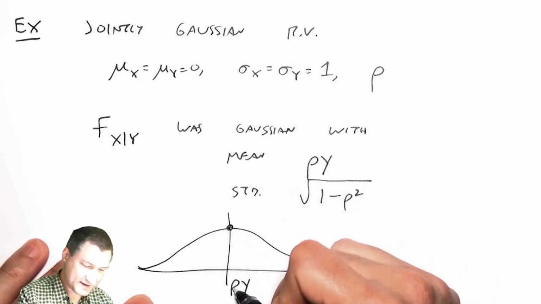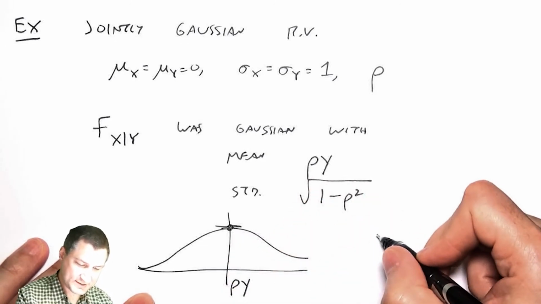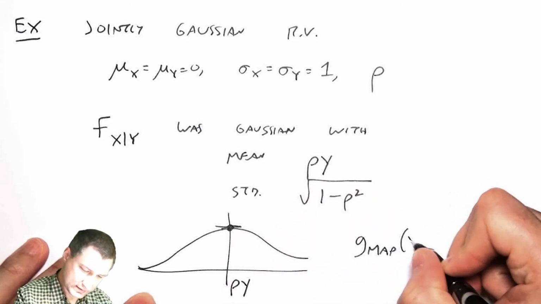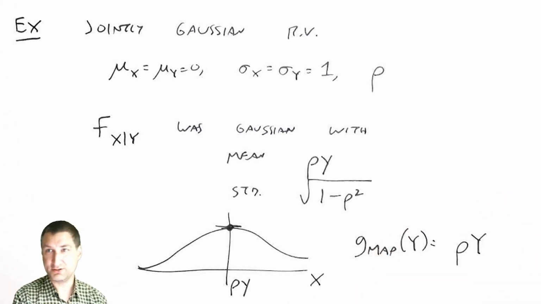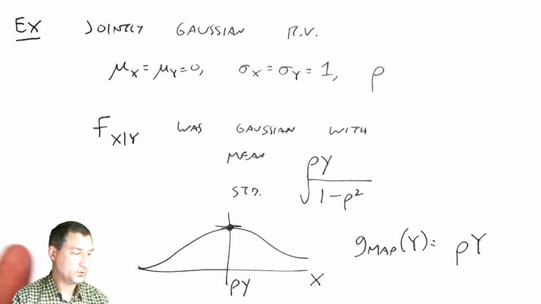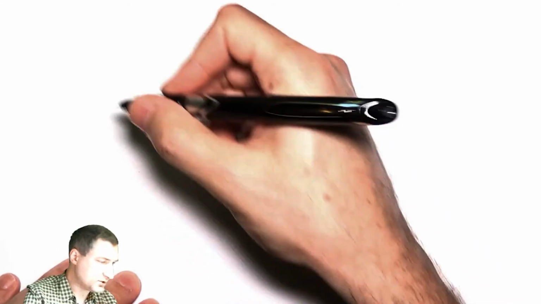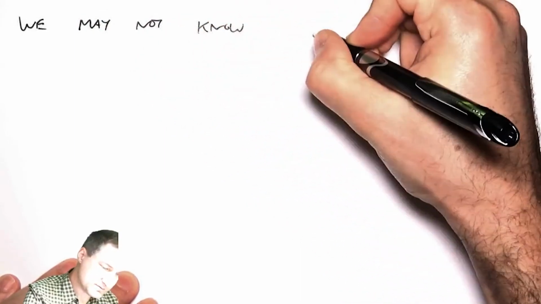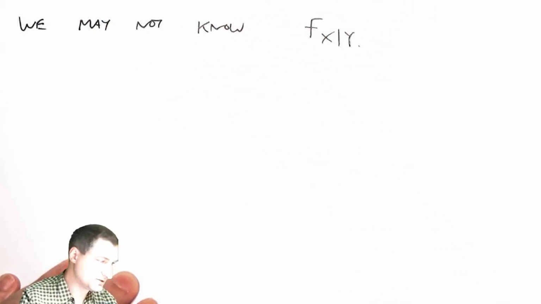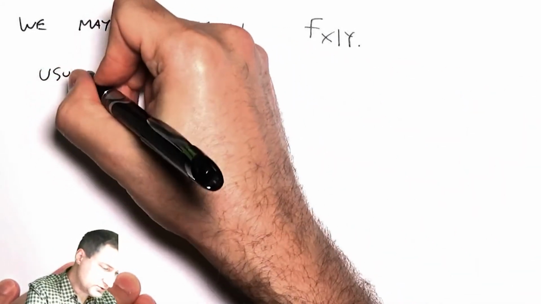So that would tell me that if I tell you y, then rho y is the location on the x-axis that maximizes the conditional probability, right? So that's pretty easy to do just from looking at it. The problem with all this is that a lot of times we don't know x given y, right? It's more likely that we know y given x. So let me just say for a second that that's why we have other ways of doing estimation. We may not know or be able to obtain a good estimate of this class conditional probability. Usually it's the other way around.